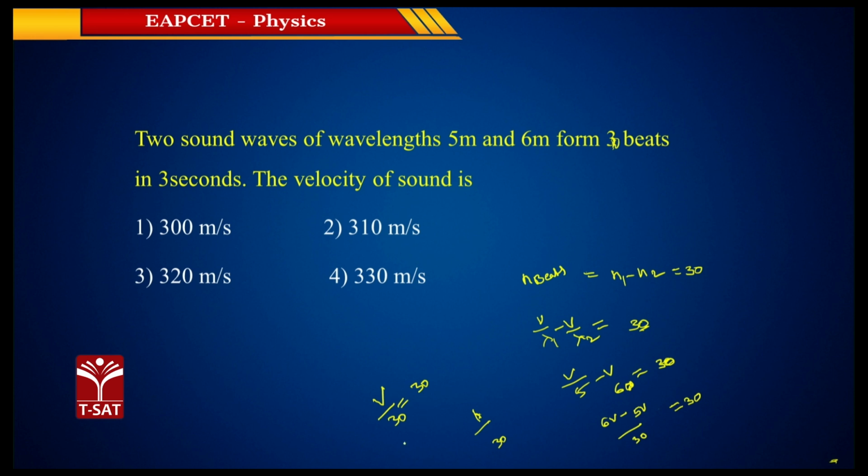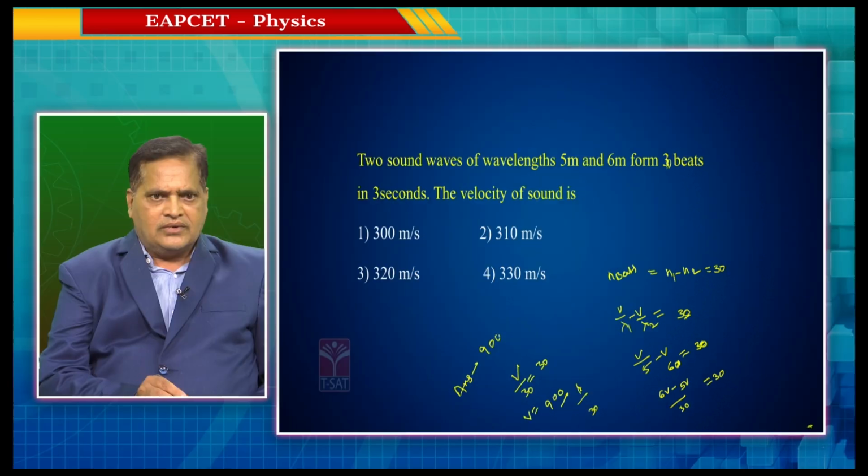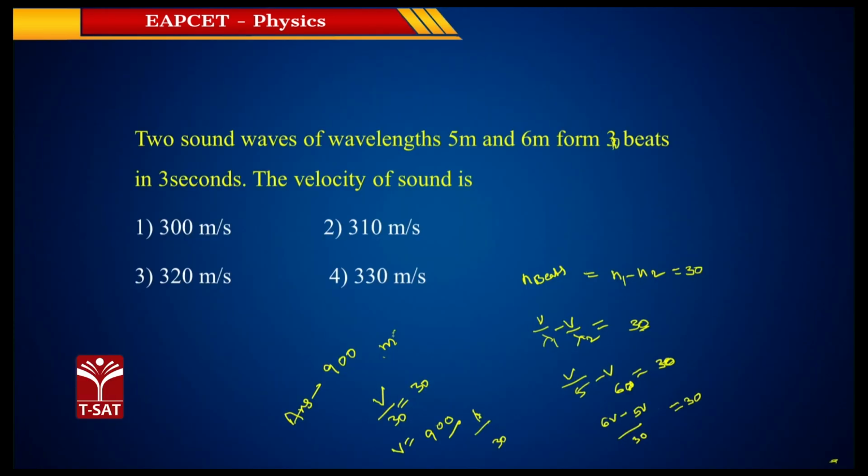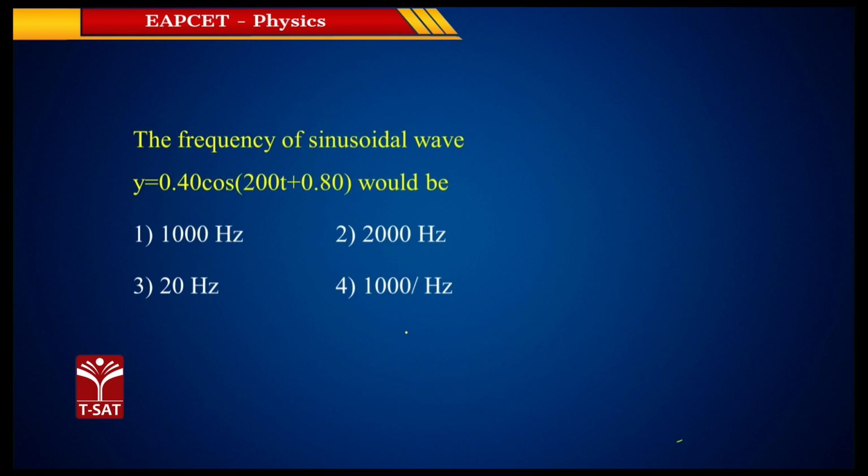Okay, therefore what is the value? Cross multiplication, v is equal to 30 into 30. How much here? 900. Okay, you take that the correct answer is 900. And 900, what is the unit? Meter per second.